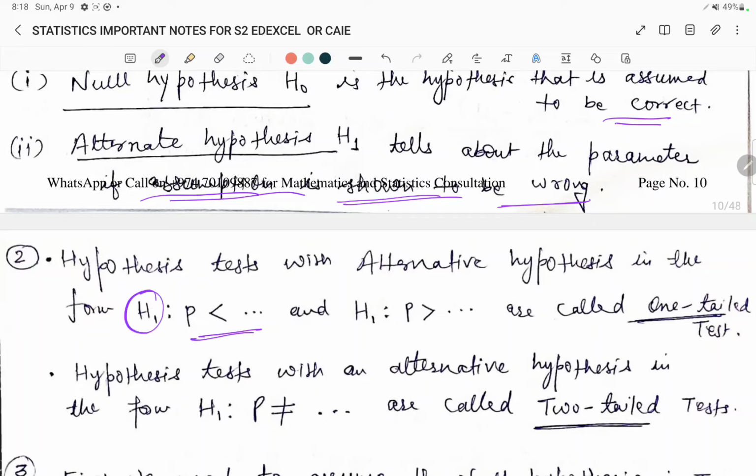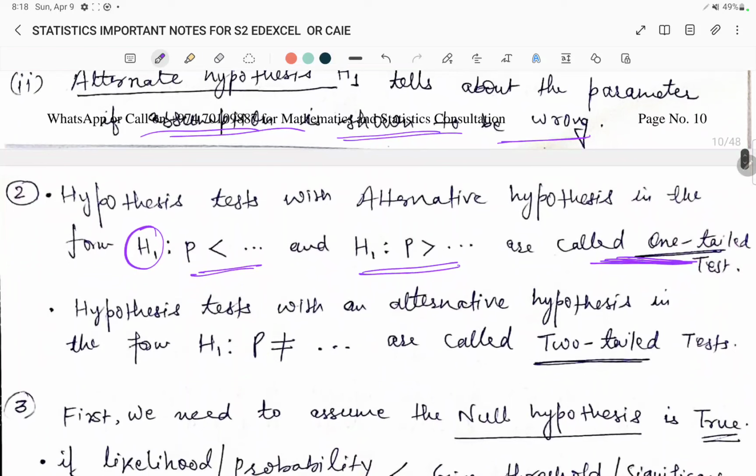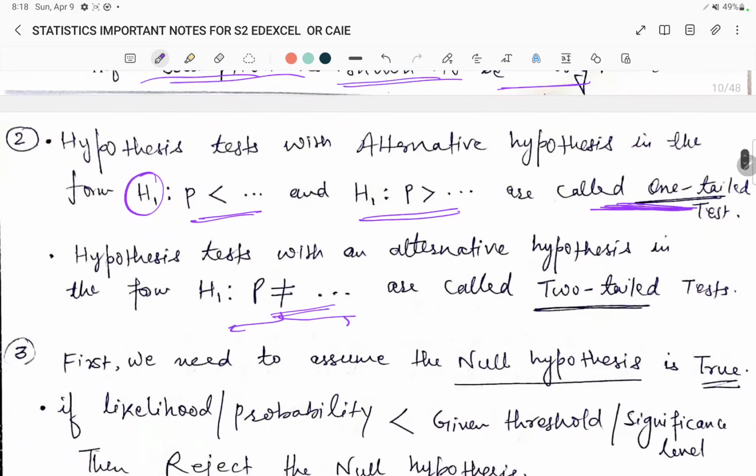Okay, this probability is less than something, or it is greater than something. It is called a one-tail test. But a hypothesis test with alternative hypothesis where p does not equal something is a two-tailed test. Okay, left side also and right side also.